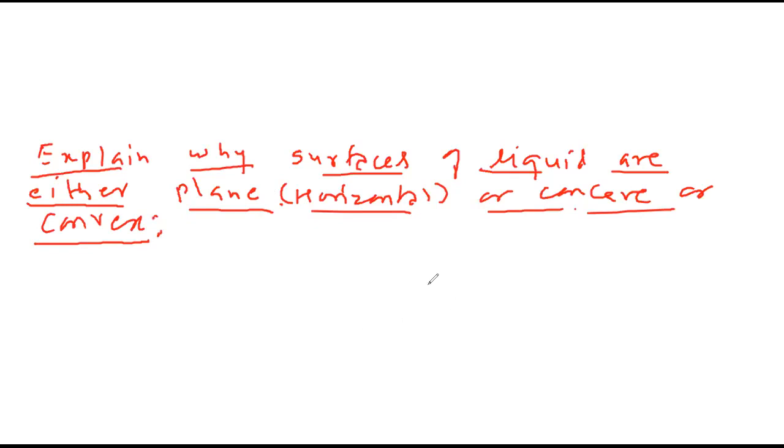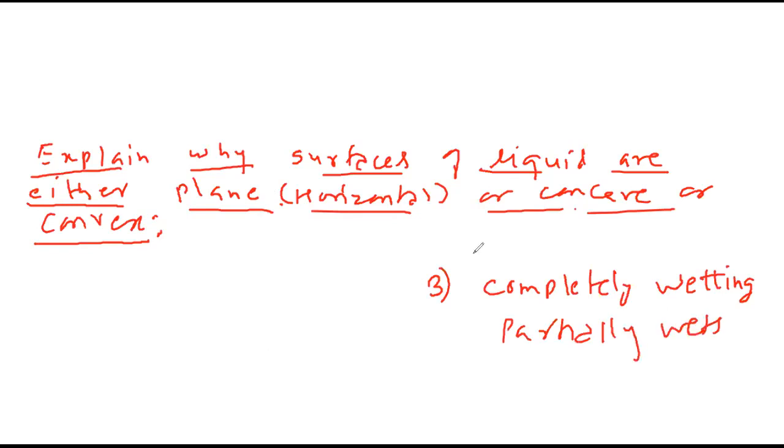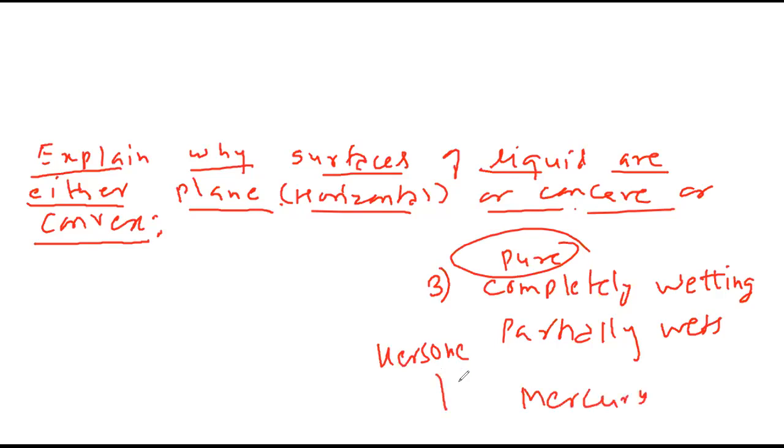See, there are actually three types of liquid. One which completely wets the wall of the container, another which partially wets the wall of the container. Completely wetting is pure water, partially wetting is like kerosene, and not wetting is like mercury. When you pour mercury through glass, it will just pass without touching the wall of the container. Kerosene will be partially wet and partially dry. Pure water, completely wet. So these are three types of liquid.